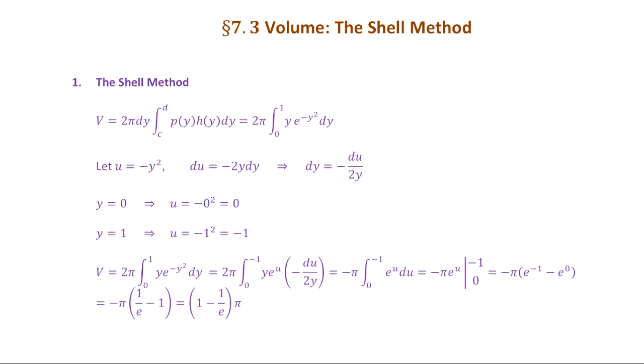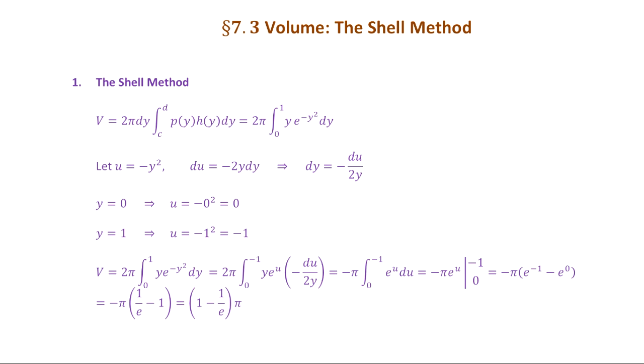Okay, so we also need to change 0 and 1 in here because we are changing the variables. So you need to find the new lower and upper limits of integration. All right, when y is equal to 0, then u will be negative 0 squared if you plug in 0 for y. So you get 0 for u, and when y is 1, then you get u equal to negative 1 squared, plug in 1 for y. So that's negative 1. So that's the new upper limit of integration.